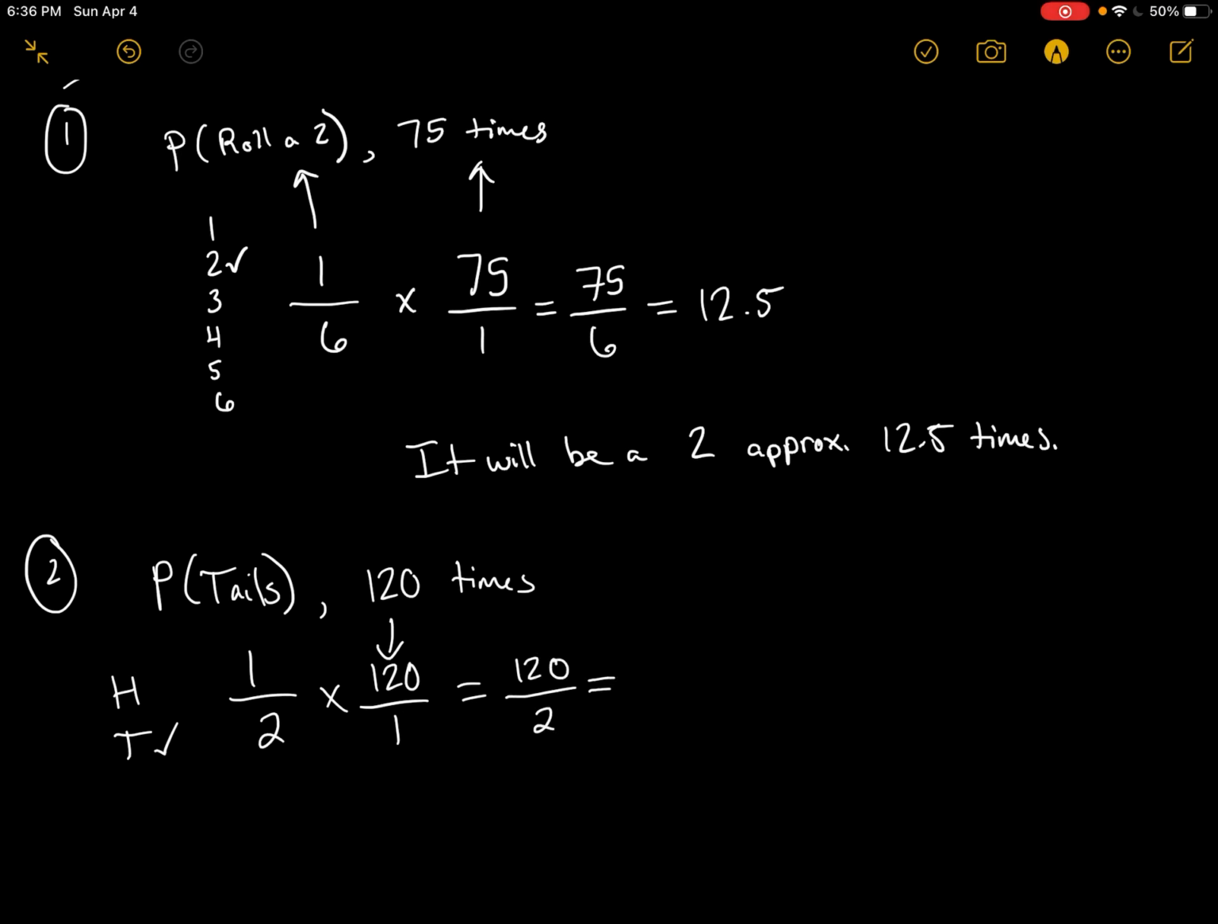And we bring down our 120 times. That's how many times we repeat it. And we multiply. So here we'll get 120 divided by 2, or 60. So we expect tails 60 times. So, and if we think about this one, if you flip a coin 120 times, you expect to be about half of the times heads, half the times tails. Well, 60 times is exactly half of 120 times.